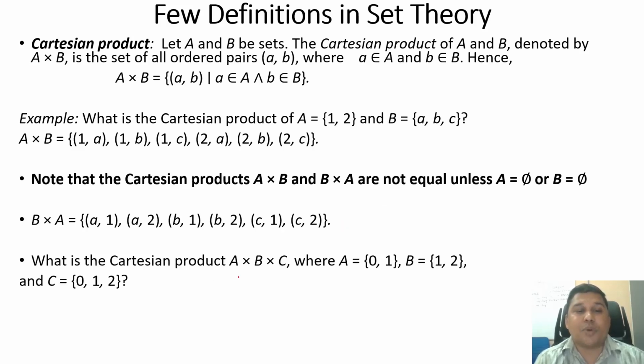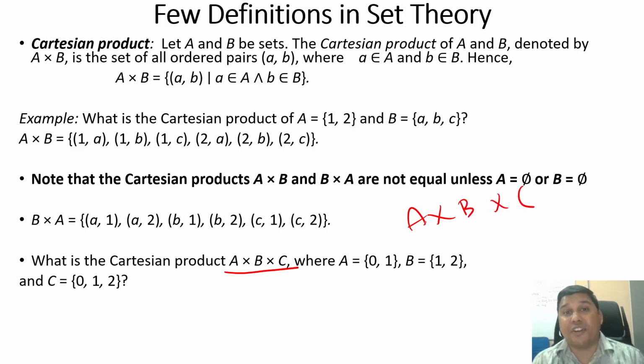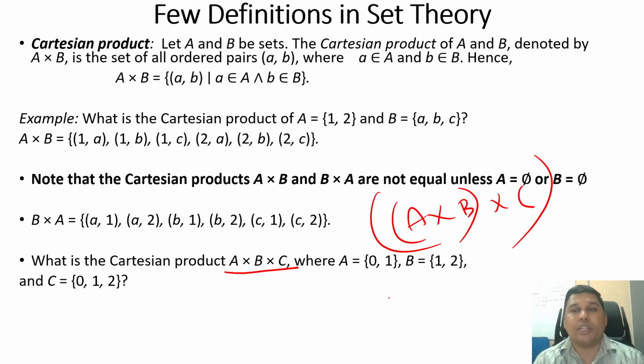Now, what is the Cartesian product of A, B, C? A cross B cross C, where A is 0, 1, B is 1, 2, C is a. So you have to multiply A, B and C. You have three sets, A, B and C. There are different ways of solving this problem, because you may choose two of them first, then combine the third one. This is one way of doing it. The other way, you can first find B cross C, then do it with A.